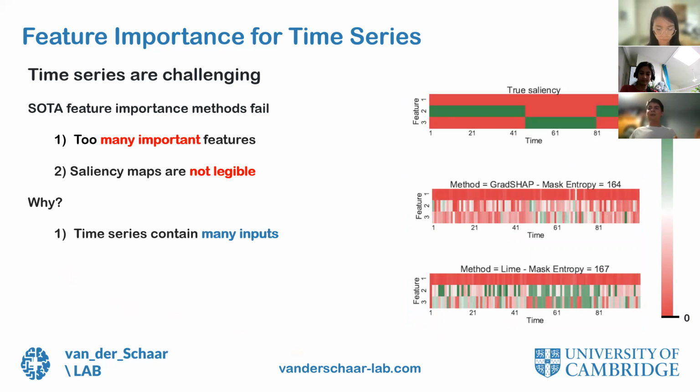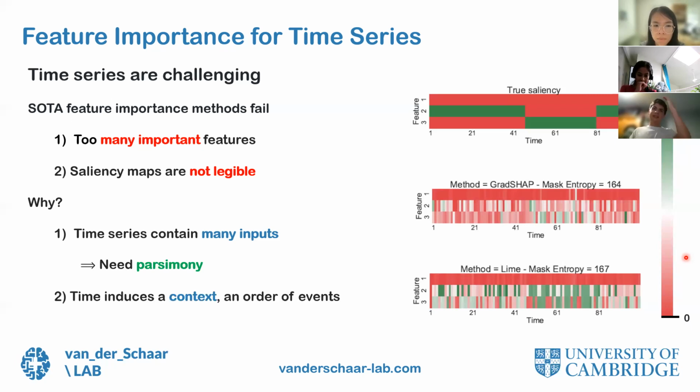Well, one possible answer to this question is that nothing encourages these methods to be parsimonious and highlight no more features than necessary. If you look closely at the images, you will notice that the truly important features will indeed be highlighted most of the time. But a lot of features that are not important will also be highlighted. So there's nothing that pushes these methods to be parsimonious. And that's a problem in the time series setting, because you typically have hundreds or even thousands of features that you track over time. Another possible answer is that these methods miss an important part of the story, because time induces a context. The variation of the feature over time has a particular order.